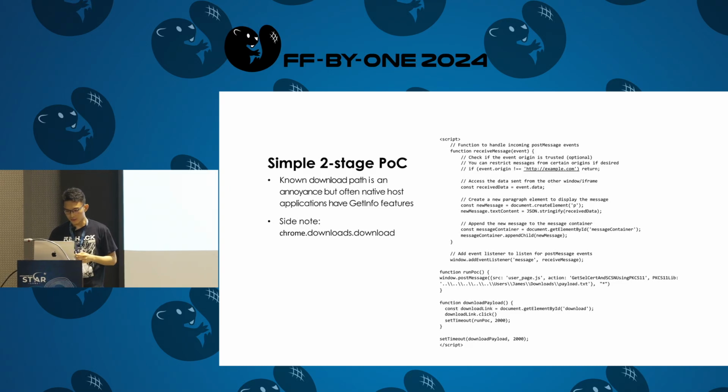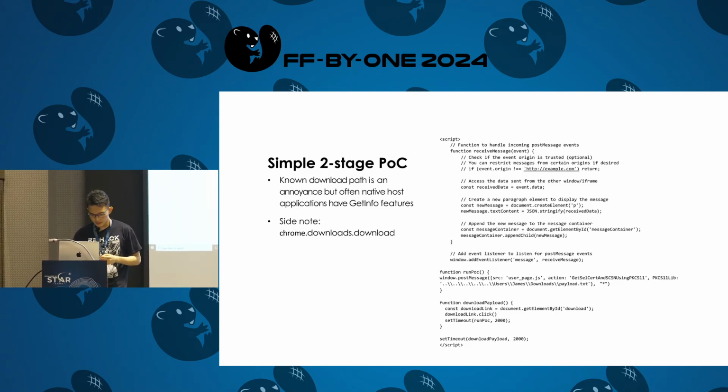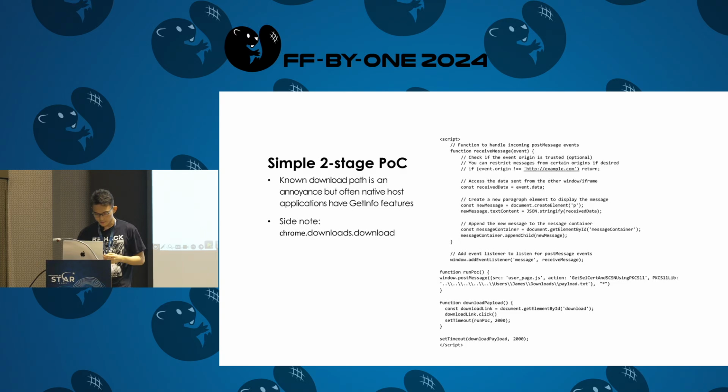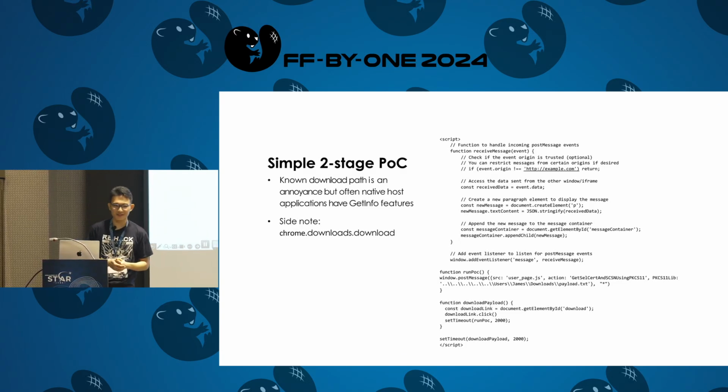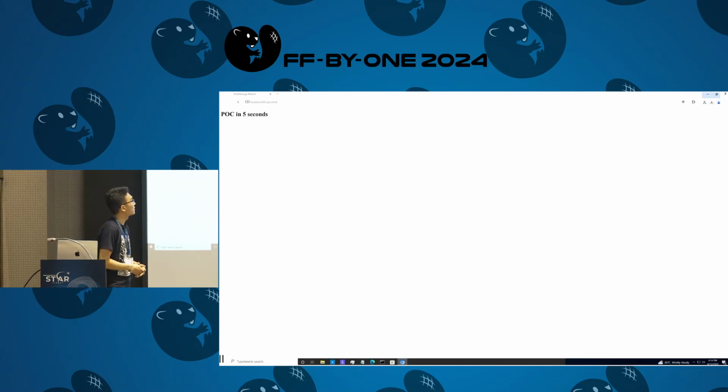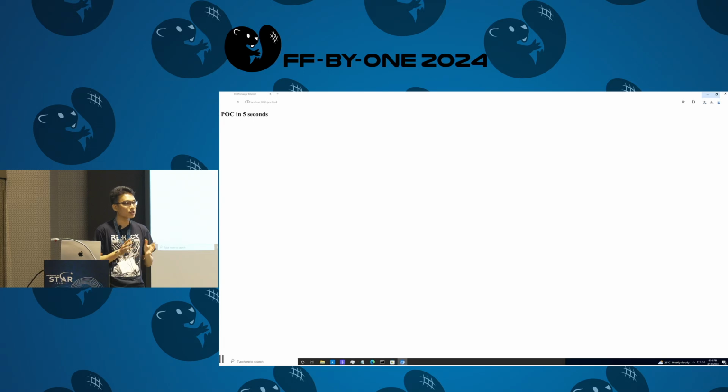Okay, so this is what it looks like. Again, I didn't show the extension, but I don't know the function names. Okay, so it triggers the download for the payload.txt, and it's going to pop the calculator. So this can be run on any page as long as you have this extension installed.